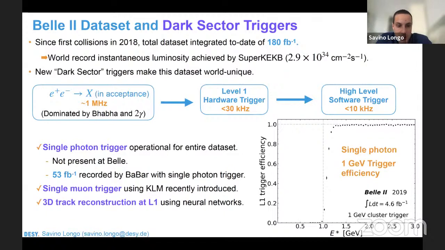We've also recently added a single muon-based trigger that uses the K-long muon system. This is to target low multiplicity tau events and also low multiplicity dark sector signatures. We also do 3D track reconstruction at level 1 using neural networks, and this has also improved our trigger performance at Belle II in general.